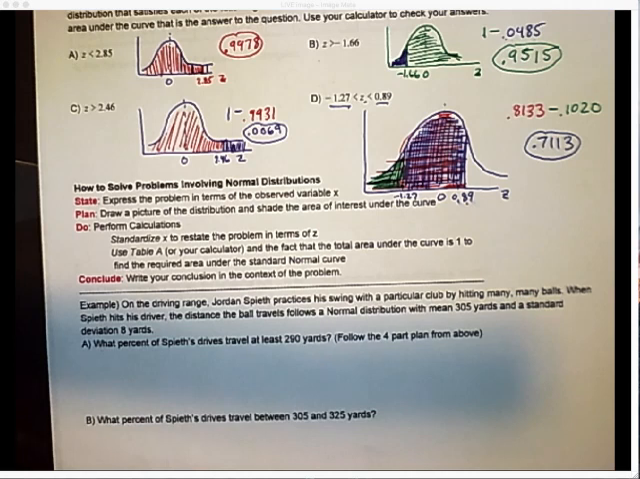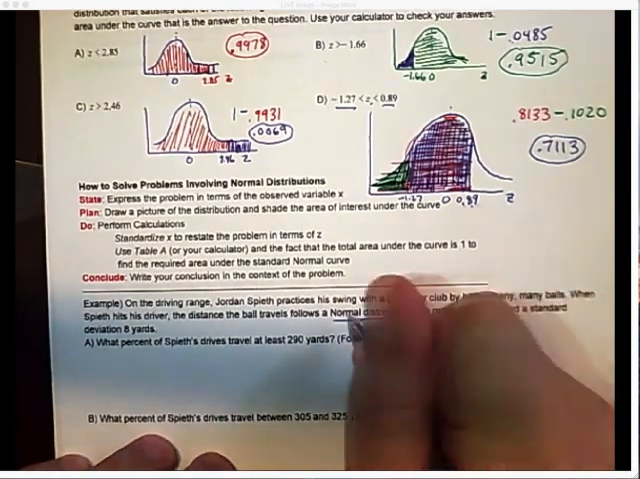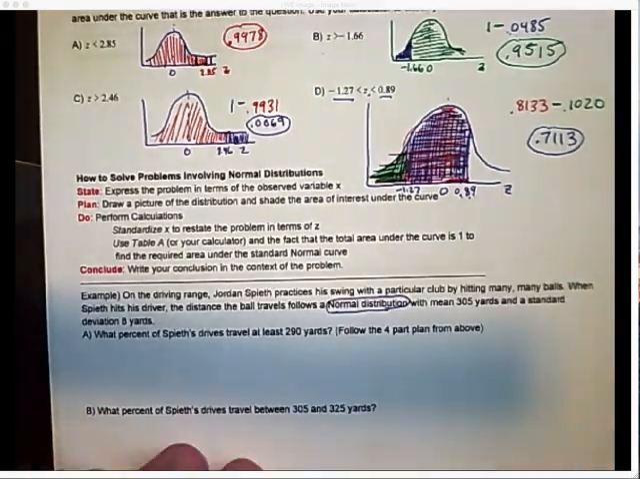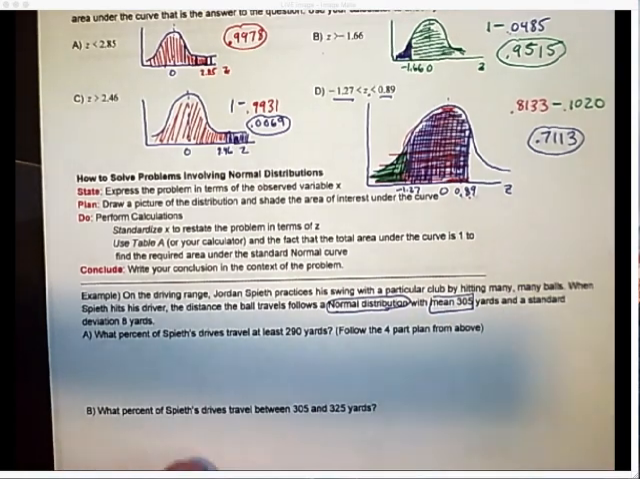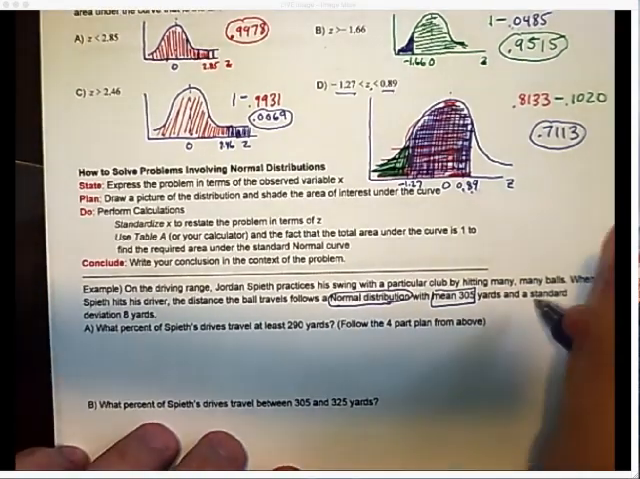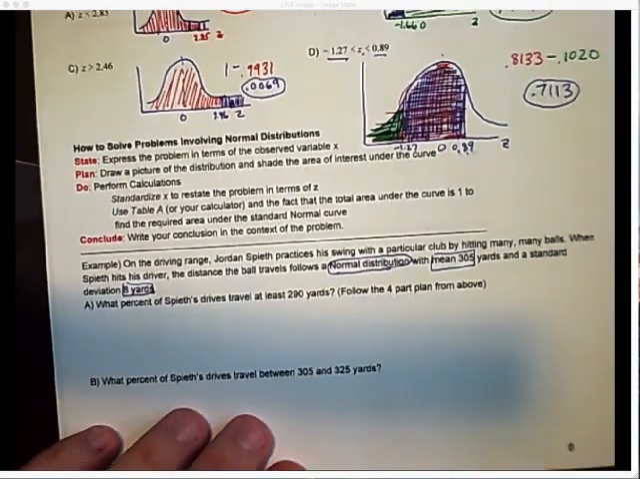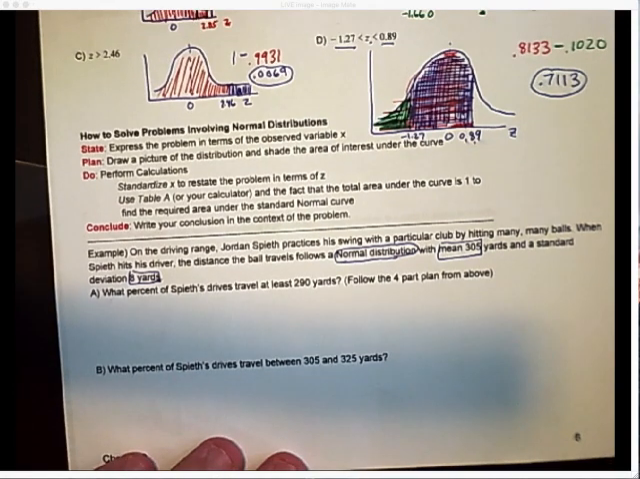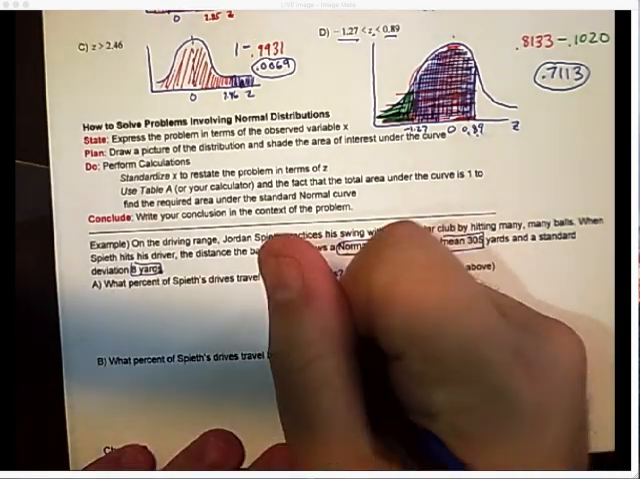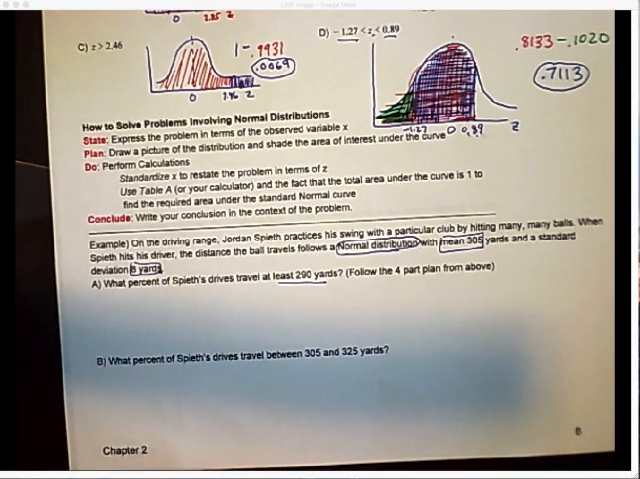So this first example, it says, on the driving range, Jordan Spieth practices swing with a particular club, hitting many, many balls. When Spieth hits his driver, the distance the ball travels follows a normal distribution, with a mean of 305 and a standard deviation of 8 yards. It says, what percent of Spieth drives travel at least 290 yards? What does this mean? It means 290 yards or more.